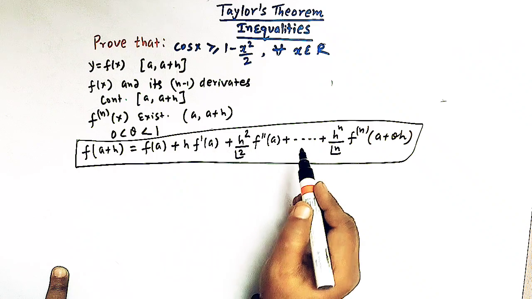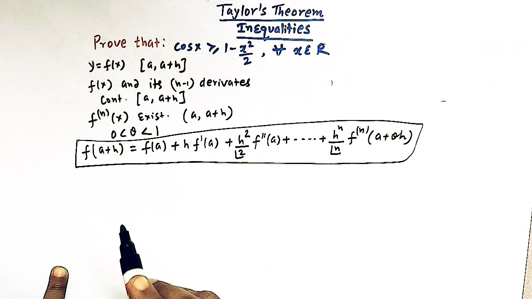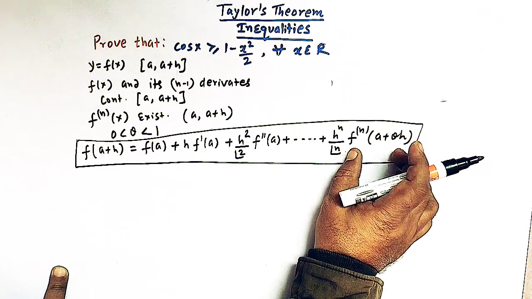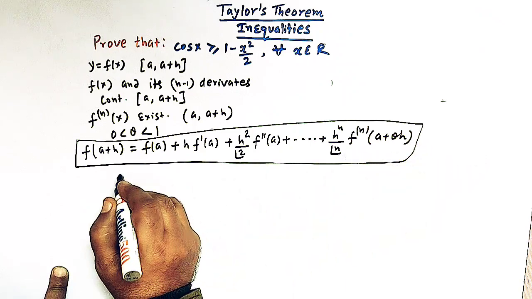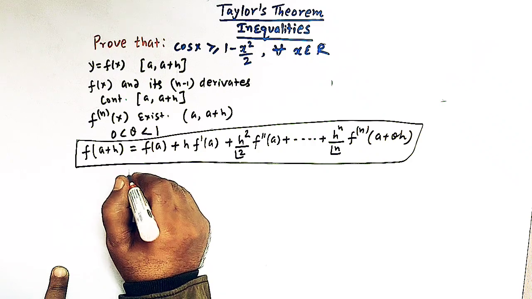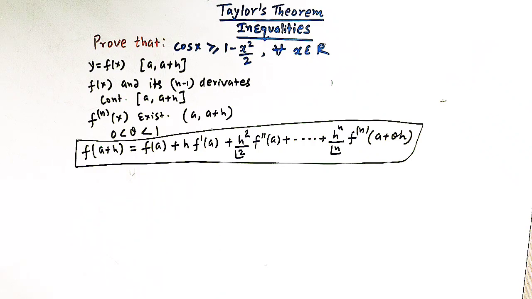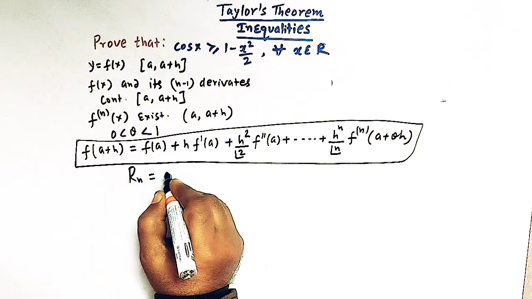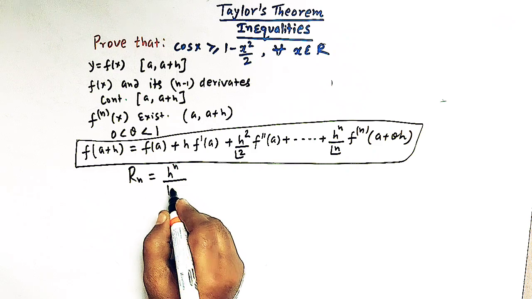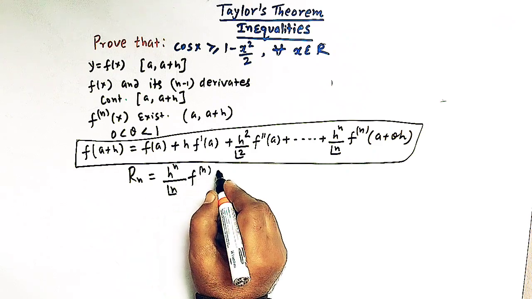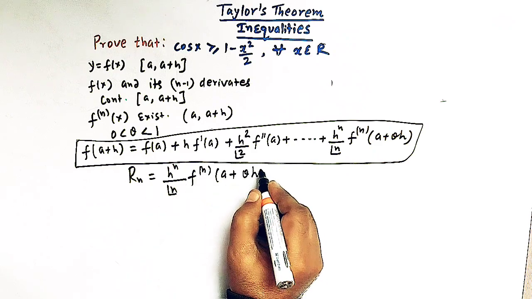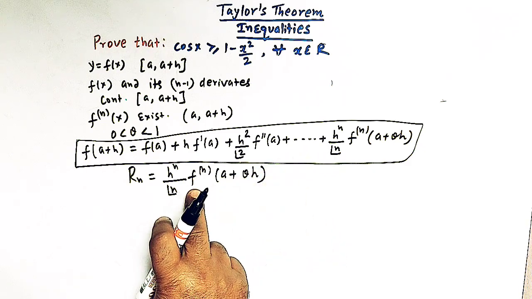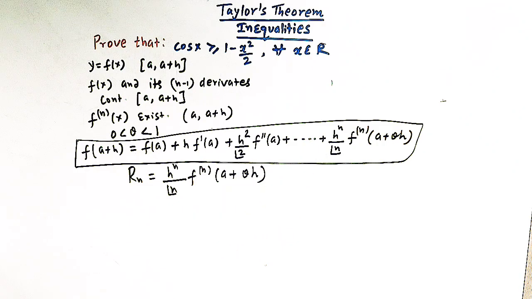So this form of Taylor's theorem is known as Lagrange's form of remainder, because this term is known as Lagrange's form of remainder, and sometimes it is denoted by Rn. And here we have the remainder, that is Rn is equal to h raised to n over factorial n f^(n), and here we have a plus theta h, right? So this is the Lagrange's form of remainder of Taylor's theorem.